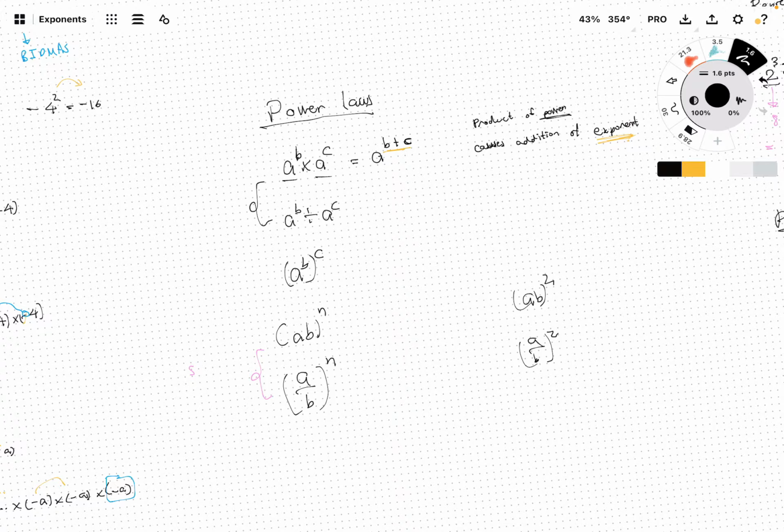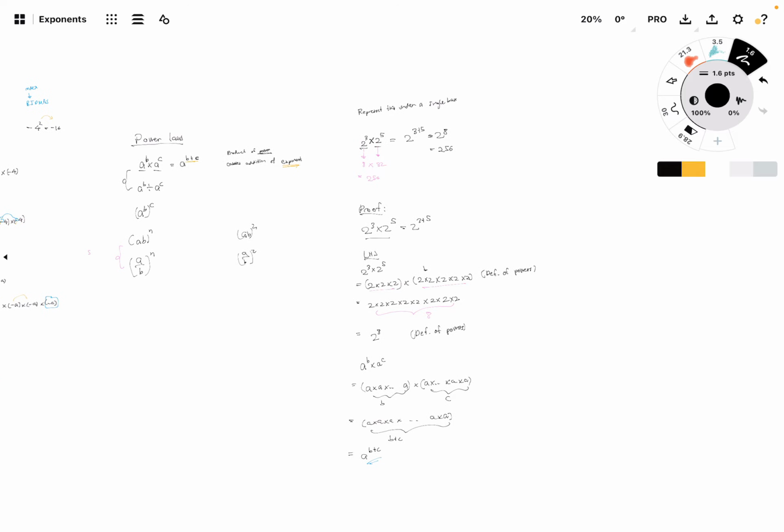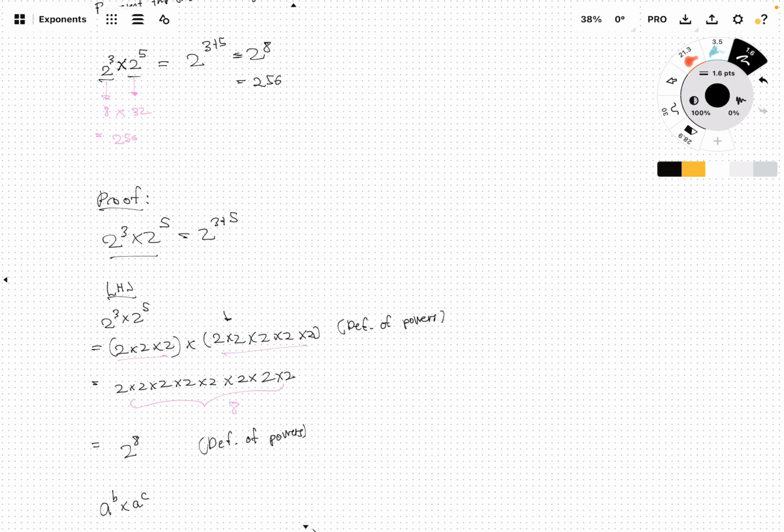Now, the other laws themselves are also very similar. The division one's basically the same. The proof is basically the same as well. Instead of multiplication becoming addition, division of powers becomes subtraction. So actually, if I have, let's do 4 to the 5 divided by 4 to the 3.